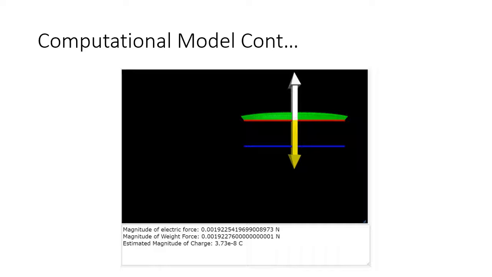This electric force is illustrated by a white arrow pointing up, while the gravitational force vector is yellow and pointing down. The text output of my model confirms that the magnitude of each force is the same to 4 significant digits when the magnitude of charge is equal to 3.73 times 10 to the negative 8th coulombs.